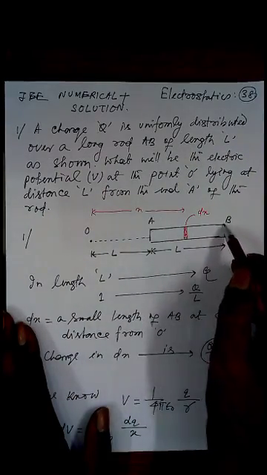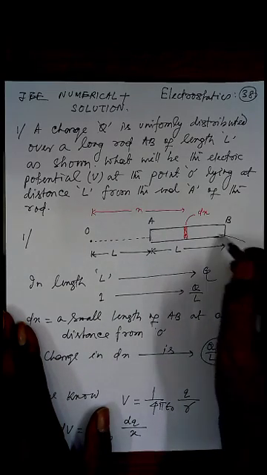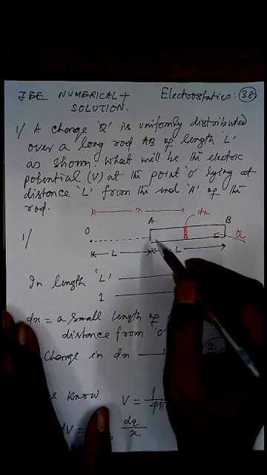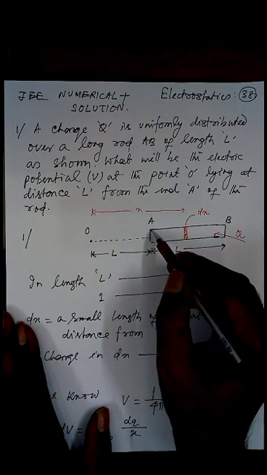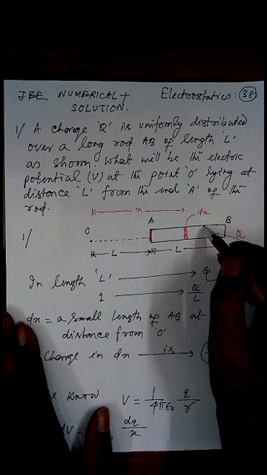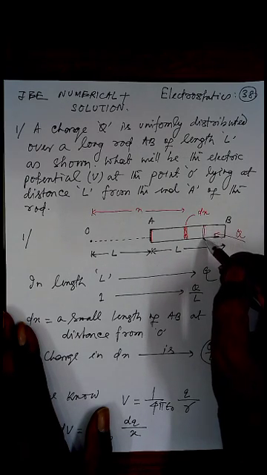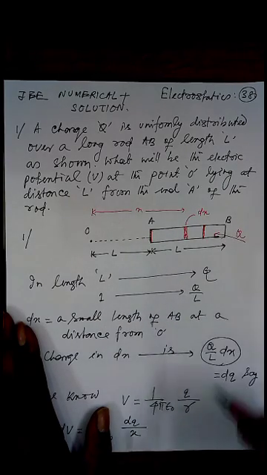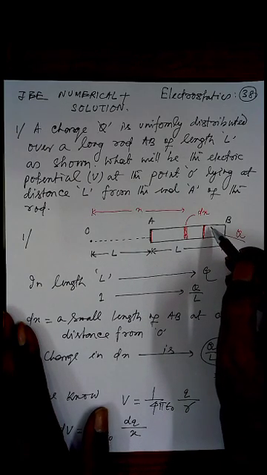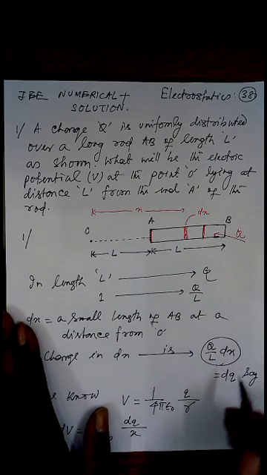This black one is a long rod. On it, Q charge is uniformly distributed. Uniformly distributed means if you consider 1 centimeter length here, the amount of charge here will be equal to the amount of charge if you consider 1 centimeter here. Anywhere, 1 centimeter of length will have the same charge as any other point of 1 centimeter length.